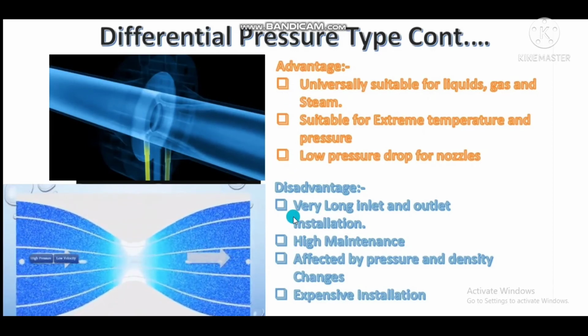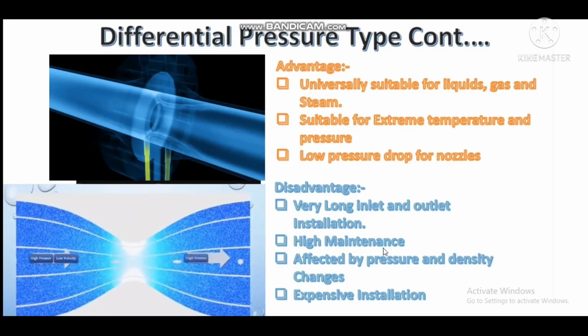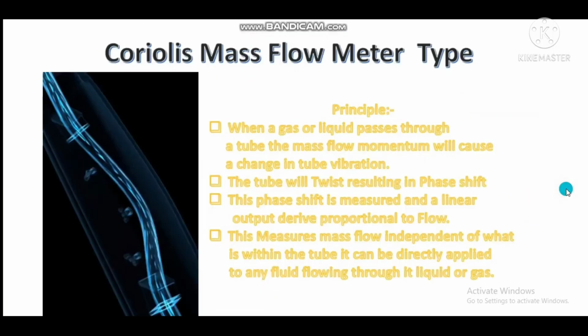Now we can move to the disadvantages of this pressure type. The differential pressure type has a few disadvantages, like the very long inlet and outlet installation, due to which the expense gets high. High maintenance is required, and it is affected by pressure and density changes. So if the pressure or density changes, it gets affected, and that is the reason it gives different values of measurement. These are the few disadvantages of this flow meter.